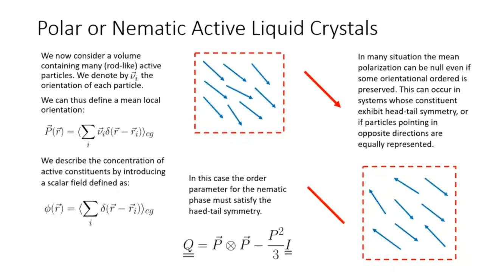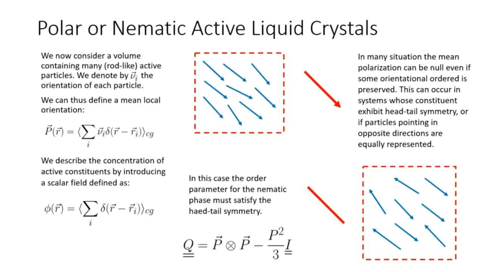You can think to have a coarse-grained description of your system. So you can use a polarization field to catch the average orientation of the swimmer in a certain region of the space, and even perform the same kind of operation to describe the concentration of active constituents. So you usually deal with the evolution of a scalar concentration field, and the polarization field is actually describing the average orientation of the swimmer inside a certain region of the fluid.